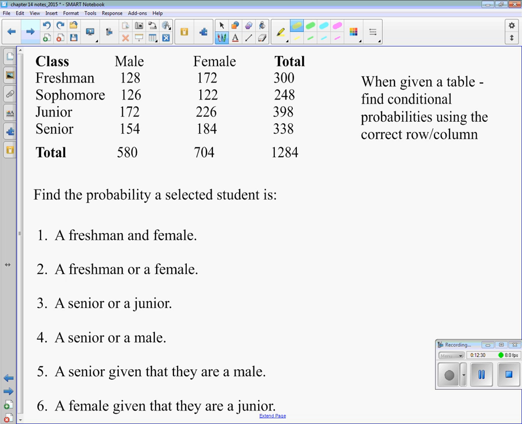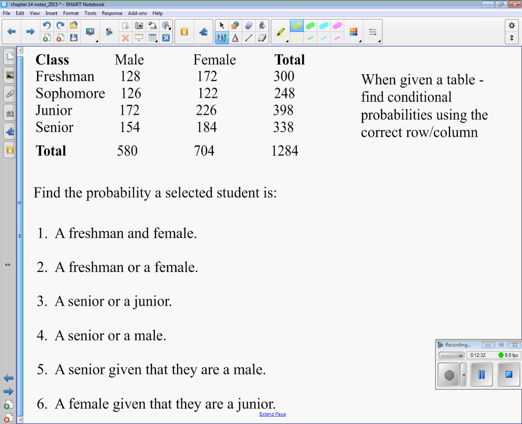Okay? Different questions. We have different things to add, subtract. We have a different contingency table. These are just some counts of males and females in the different classes in a high school. How many students are at this high school? 1,284. It's a tiny little school, isn't it?